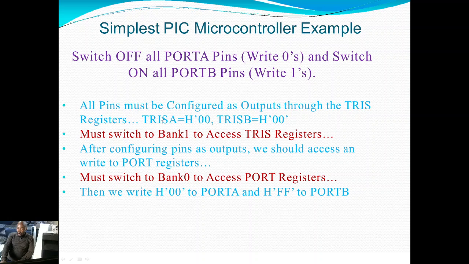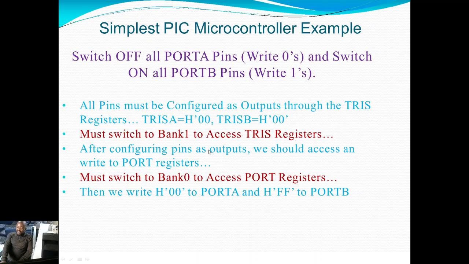So we want to clear all the TRIS bits so that all port pins are outputs. So on TRIS A, when we clear all TRIS A bits, all port A pins are outputs. When we clear or when we make all TRIS B pins zeros, all port B pins are outputs, right? Now, to access the TRIS register, we must switch to bank 1 because the TRIS registers are in bank 1. Before we can write zeros to TRIS A and TRIS B, we must first switch to bank 1 and then write 0 to TRIS A and then write 0 to TRIS B.